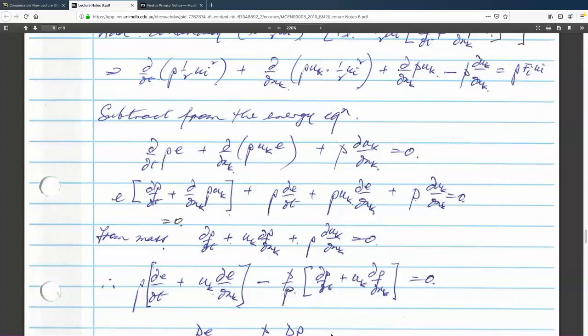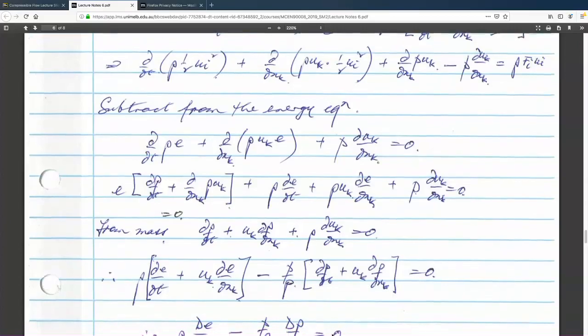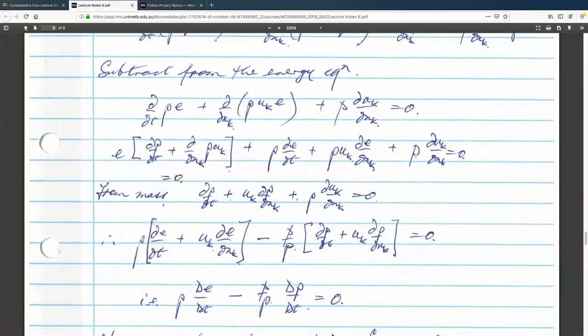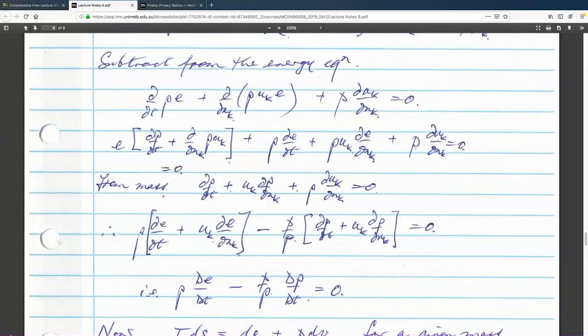So that's very, very pleasing, because you've just seen from what I did for the entropy that this dE dt plus u dot grad e is the same thing as dE dt following a particle.